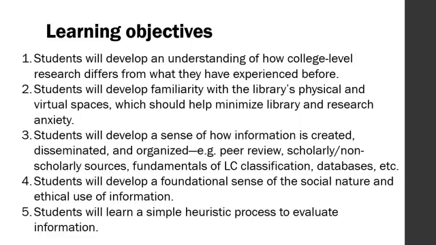Number three, students will develop a sense of how information is created, disseminated, and organized. So under this is peer review, scholarly versus non-scholarly, fundamentals of LC classification, databases, etc. Fourth, students will develop a foundational sense of the social nature and ethical use of information. So this addresses plagiarism, of course. And then five, students will learn a simple heuristic process to evaluate information. So to start off with, we're going to look at quality of information.